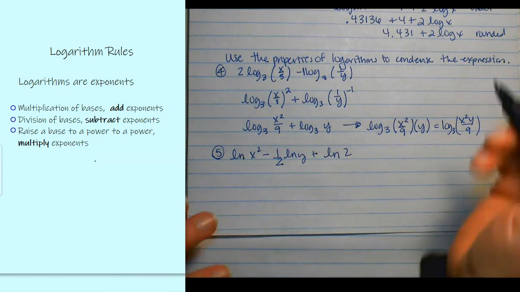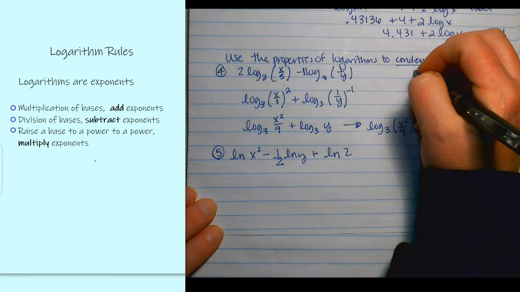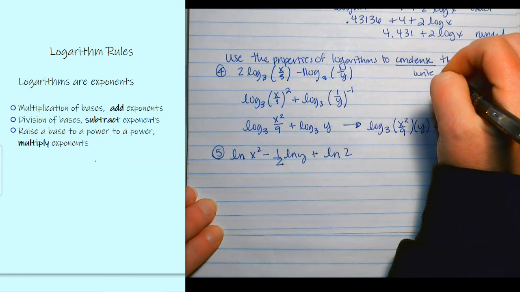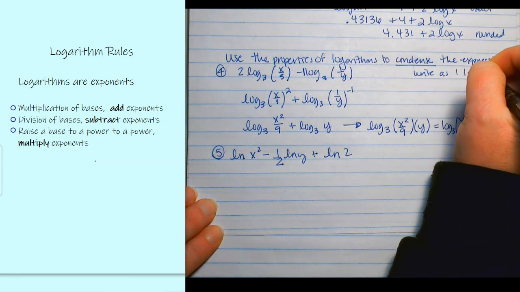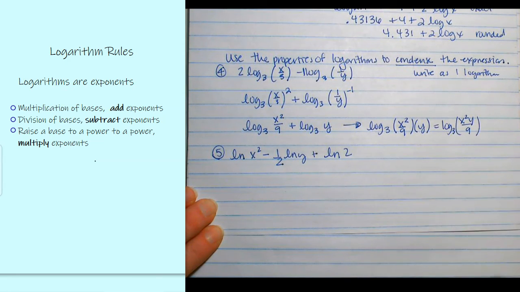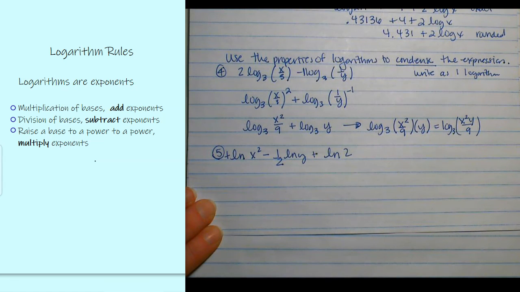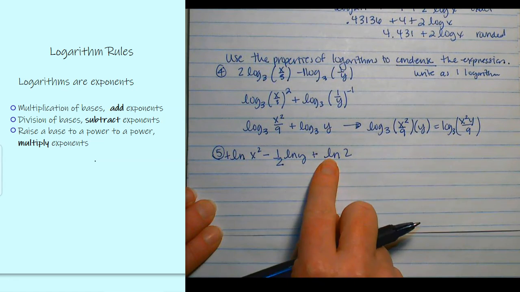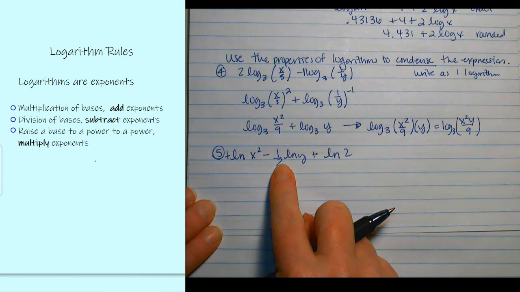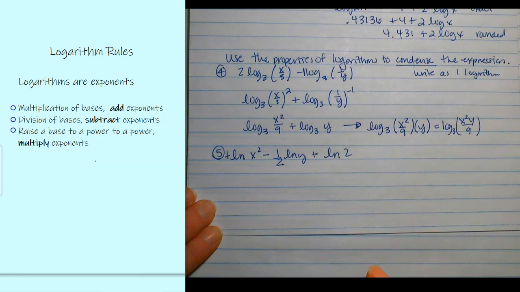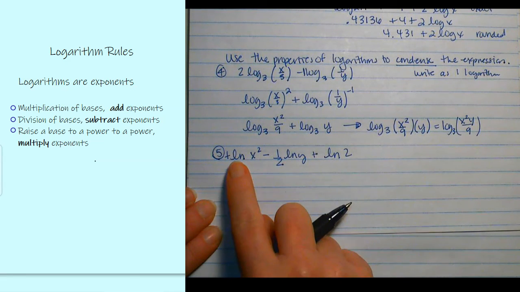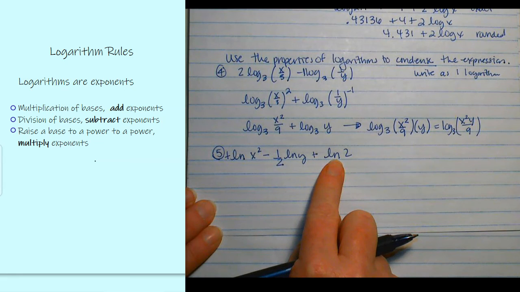Example 5 is also condense. That means we're trying to write as one logarithm. So here we've got addition. This one's positive. It doesn't say positive, but now it does. Positive, positive, negative. So consider that as you look at the problem, things to consider. They all have natural log, which means they all have the same base.